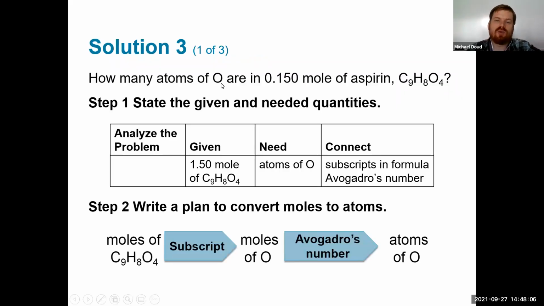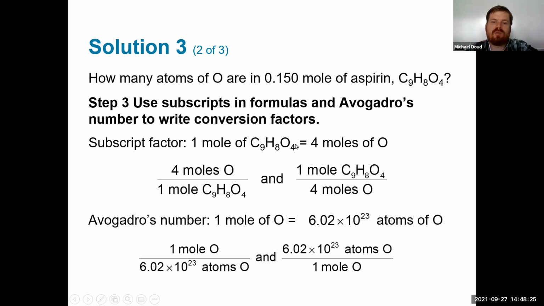And we're back. So in order to get from moles of aspirin to atoms of oxygen, we need to convert from moles of aspirin to moles of oxygen using the chemical formula. Then, once we have moles of oxygen, we can use Avogadro's number to convert to atoms of oxygen. Well, the subscript is given to us here. We know that we have 4 moles of oxygen for every 1 mole of aspirin because it's in the formula, C9H8O4. 4 atoms of oxygen for every 1 molecule. Likewise, 4 moles of oxygen for every 1 mole.